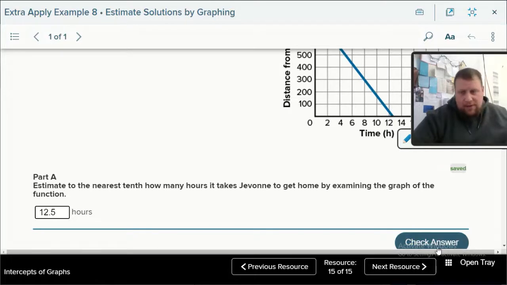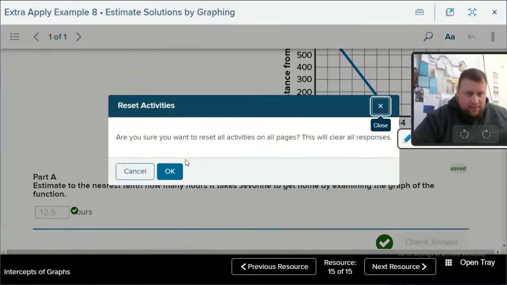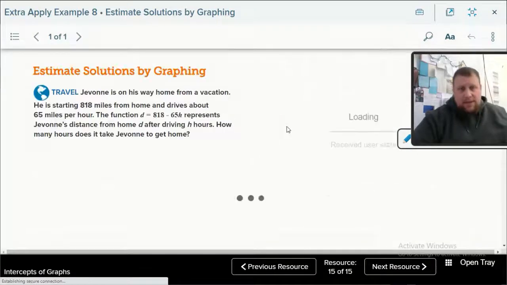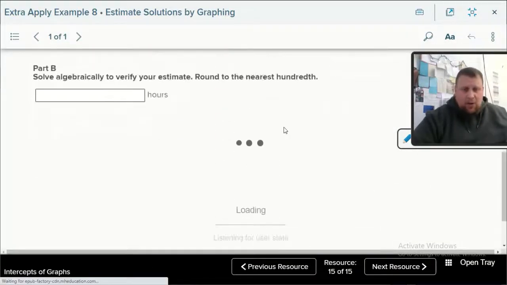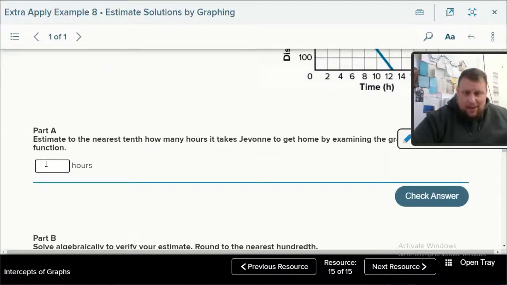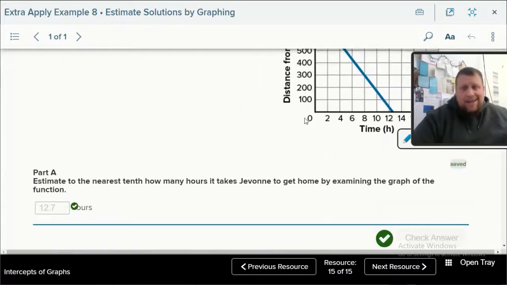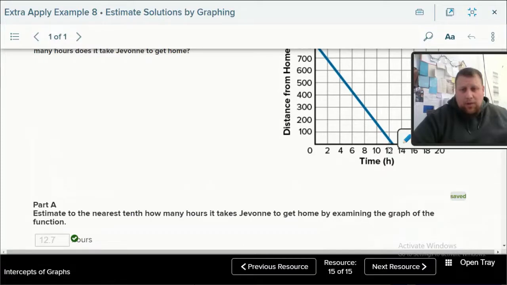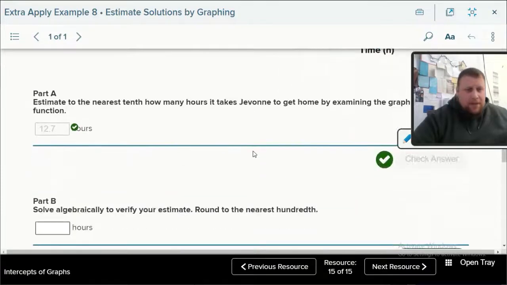12.5. Look at that. And if I were to reset this and go down, and you're like, but I thought it was 12.7, what happens? Well, we're estimating. It's got a lot of leeway. As long as you're within the 12 marker, we're going to be fine.